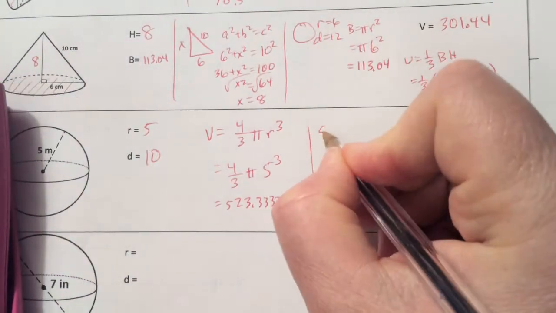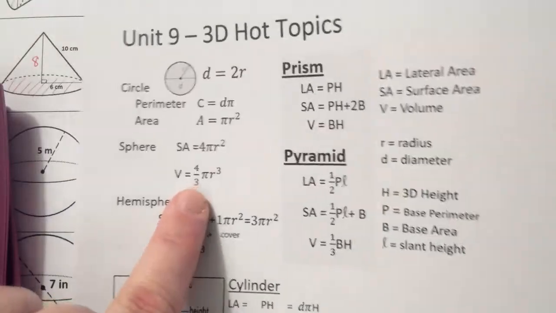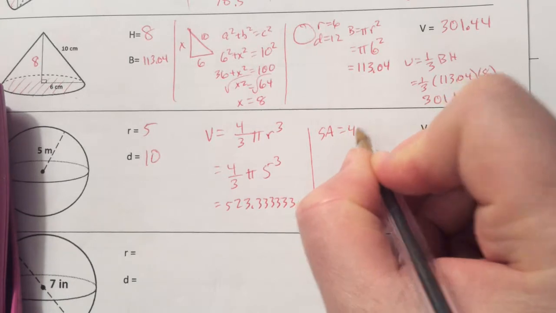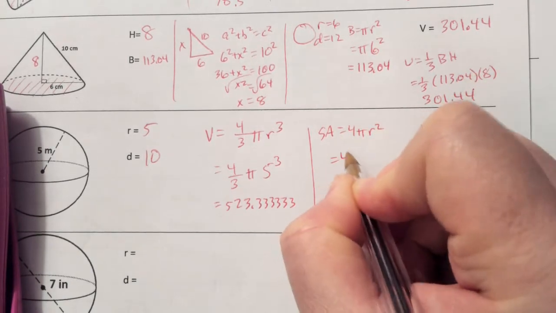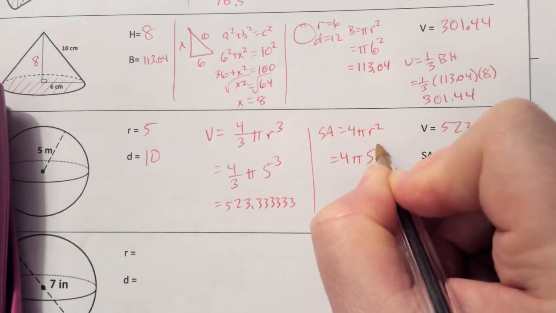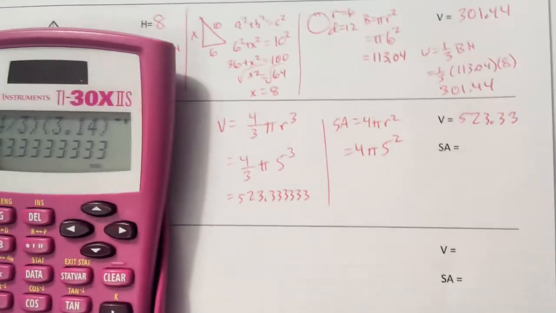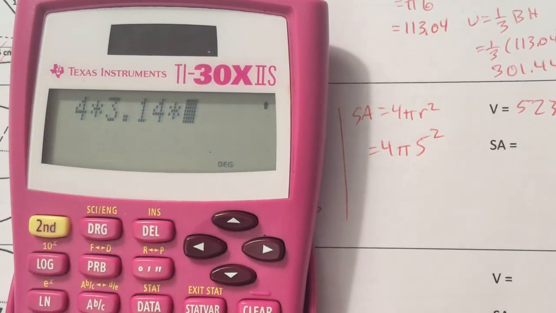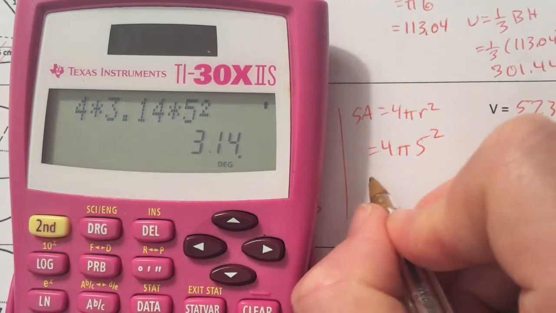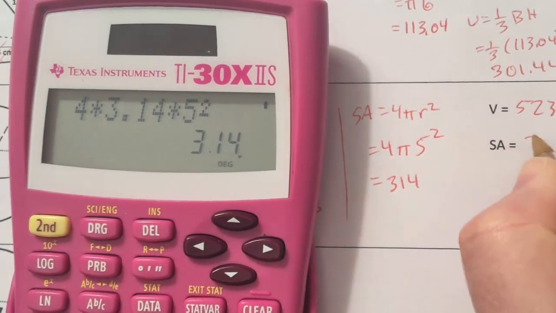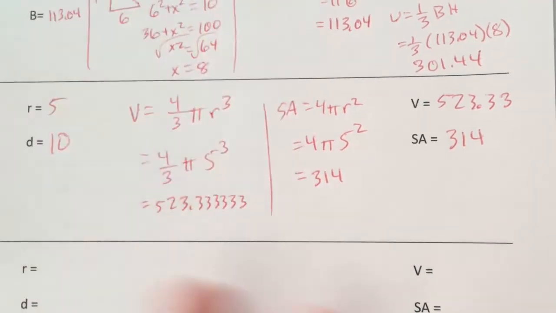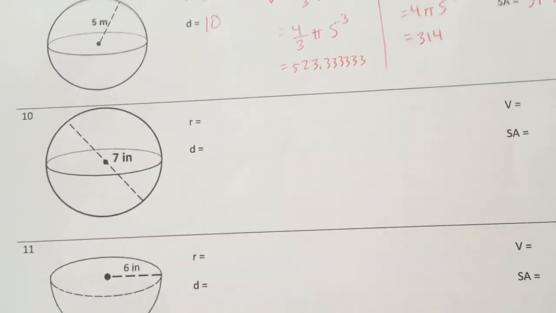Okay, and now surface area. Surface area of a sphere is 4 pi r squared. So that's 4 pi 5 squared. All right, so we put that in the calculator. 4 times 3.14 times 5 squared. We pop out with, ooh, nice pretty number, 314. And there you go. All right, 3 more problems. Just breezing right along here.